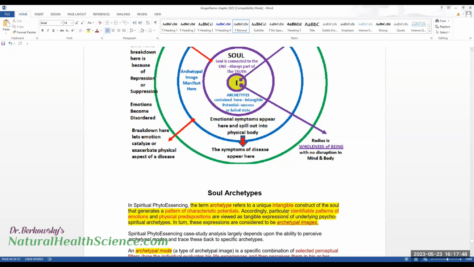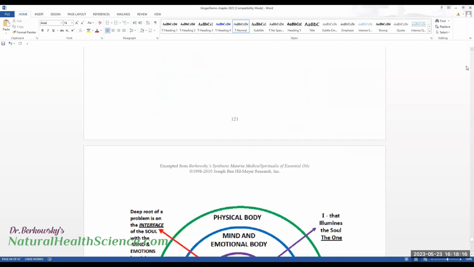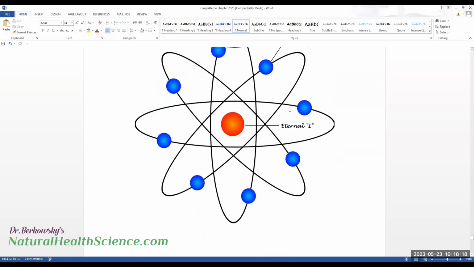It's intangible. You can't touch it. You can't examine it under a microscope. You can't project it onto a screen. It's still something that is at that invisible soul level of existence. So it's a unique intangible construct of the soul that generates a pattern of characteristic potentials. So each of these that we see here has potentials. It's a storehouse of potentials.